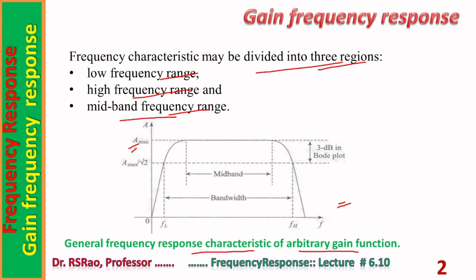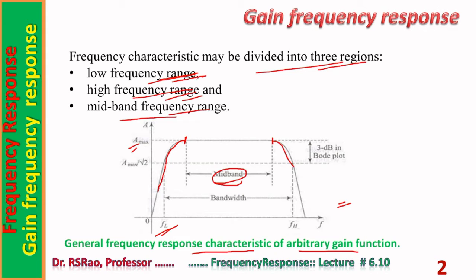Notice A represents gain. It assumes a certain maximum value, A max, during a certain frequency range. This frequency range is called mid-band. So mid-band is the frequency range over which the gain is maximum and independent of frequency. If we come to frequencies below the mid-band, you can see gain is falling with the decrease in frequency. This region is the low frequency range, low frequency region of the characteristic. Above mid-band, there exists a region where gain is falling with increase in frequency. This region is called high frequency range or high frequency region.